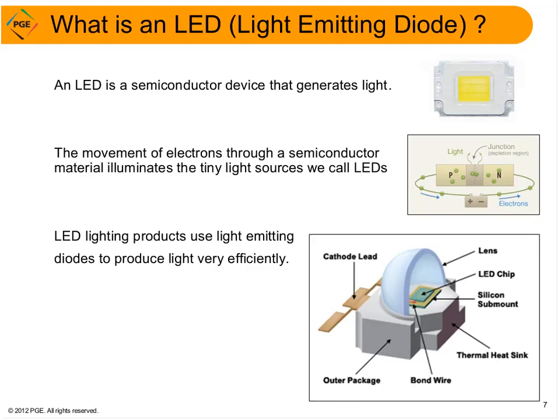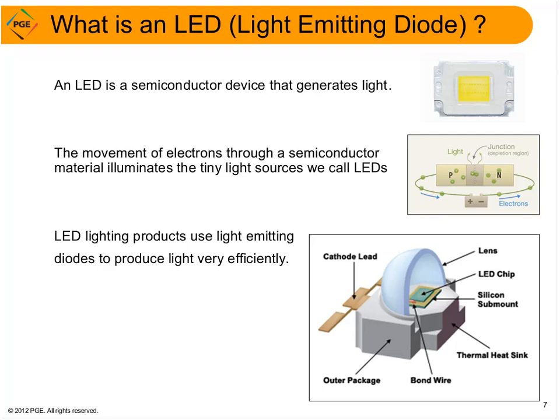So what is an LED? LEDs are a type of solid-state lighting. I don't plan to go into a lot of detail about the technical side of LEDs because of time, and also because, quite frankly, I'm not a rocket scientist, and this is not my strength. But an LED is a semiconductor. It's a device that generates light. The movement of electrons through a semiconductor material illuminates tiny light sources we call LEDs at the positive-negative junction. LED lighting products use light-emitting diodes to produce light very efficiently.